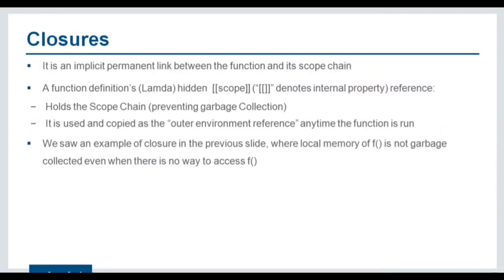What are closures? It is an implicit permanent link between the function and its scope chain. As I told you, we won't be able to see what exactly a scope chain is, but there is something called a scope chain that exists, which means to which outer scope it refers. A function's definition, hidden reference, is what a scope is. It holds the scope chain. It is used and copied as an outer environment reference anytime the function is run. We saw an example of closure in the previous slide, where local memory of F is not garbage collected even when there is no way to access F.